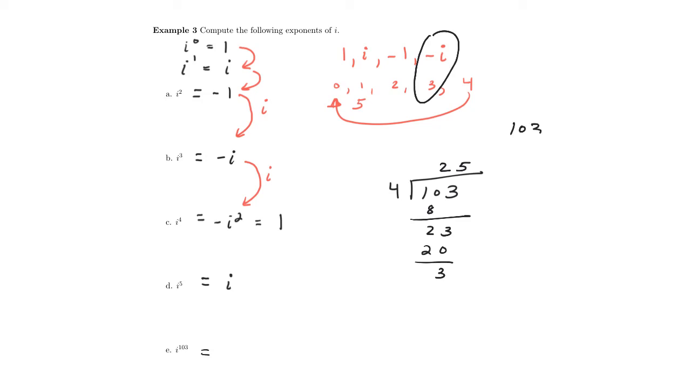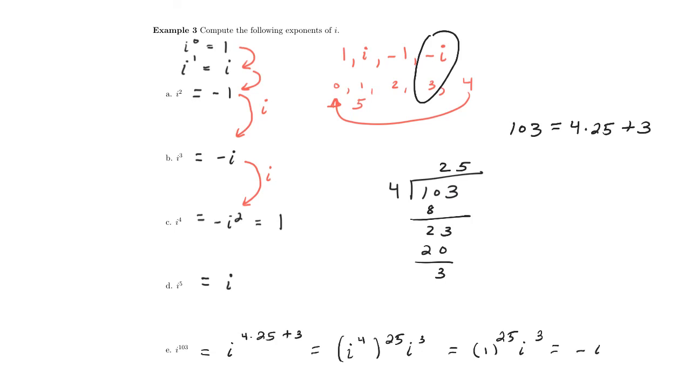So 103 is the same thing as 4 times 25 plus 3. If I'm being very careful, I'll write this as 103 is 4 times 25 plus 3. I can break this into i to the 4th to the 25th times i cubed. I know i to the 4th is 1. And I know i cubed is negative i. This all simplifies to negative i.